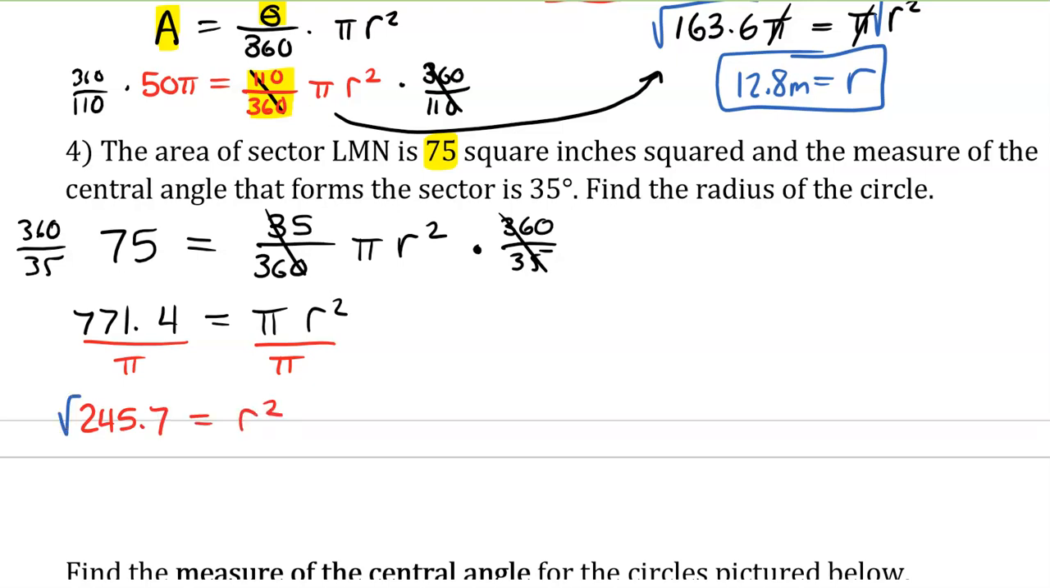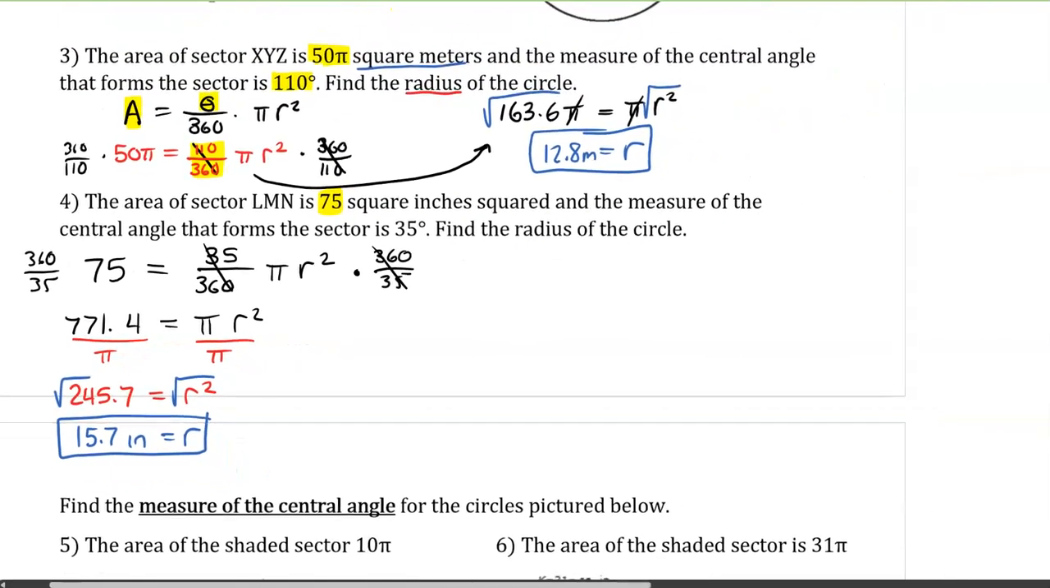Now we're back to like the other problem where we can take the square root of both sides. And so 15.7, the units here are inches, is going to be the length of my radius. So scenario number 2, if you know the angle and you know the area, we can find the radius.